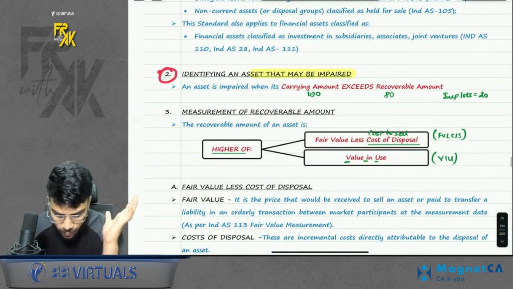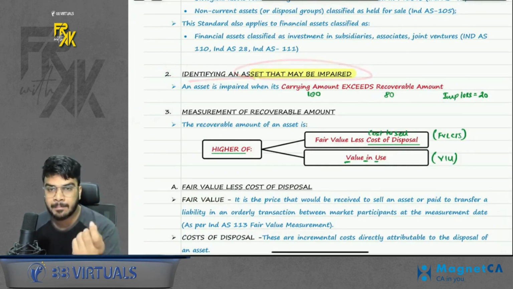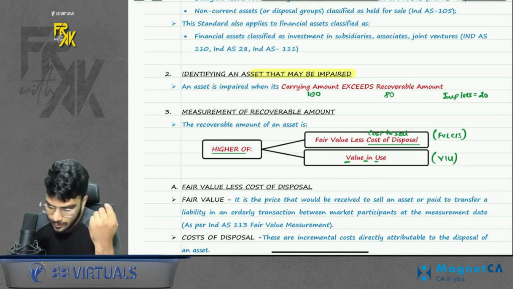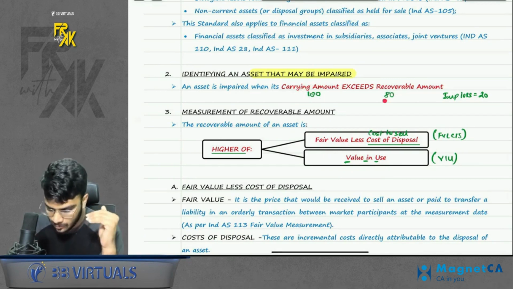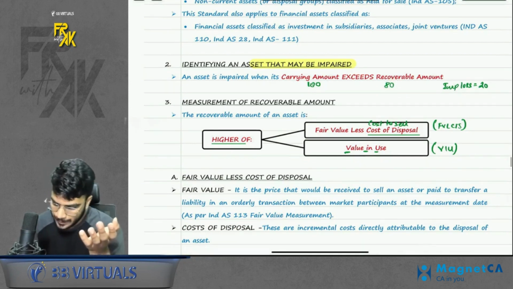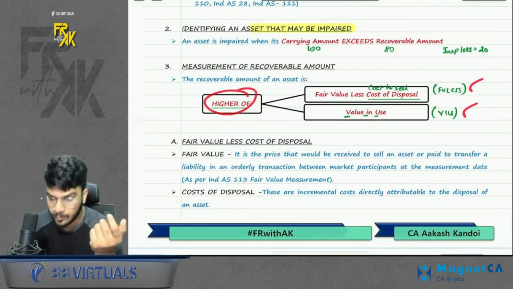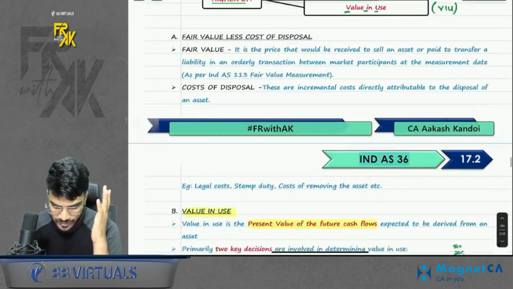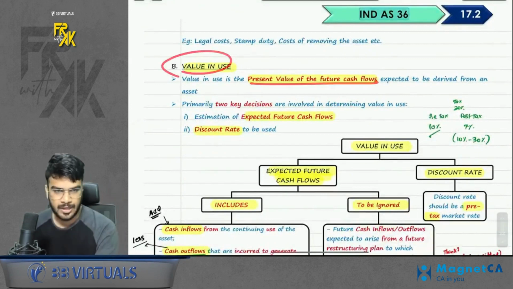Now we can come to the second point of the concept, which talks about identifying whether an asset may be impaired or not. When is an asset impaired? When the carrying amount exceeds your recoverable amount. When carrying amount is higher and recoverable is lower, you will book an impairment loss. Carrying amount is easier to compute. Recoverable amount is the higher of FVLCTS and value in use. Already discussed this. FVLCTS is very simple: fair value minus cost of disposal. Value in use is the present value of future cash flows, right?